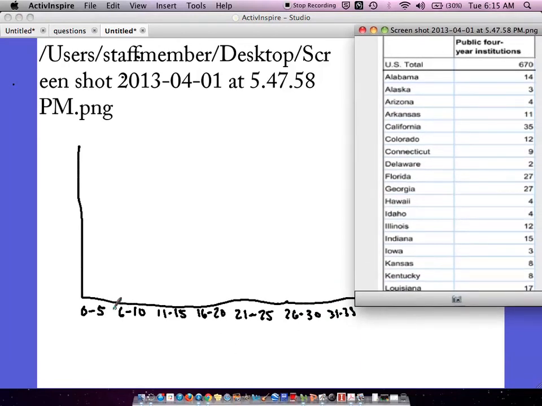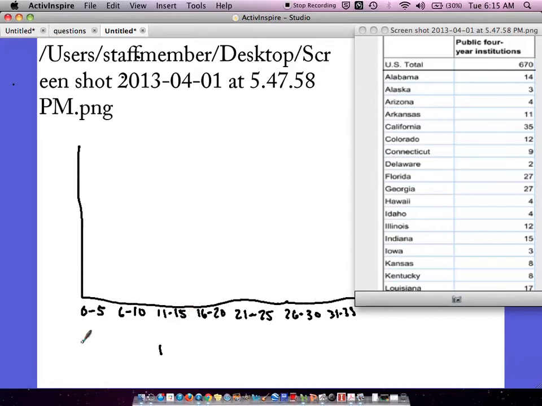So now I need to figure out how many go in each one of these categories. And this is something where if you want to make what you would call a tally chart or a frequency chart, just to see how many fit into each category, you can do that. I'm just going to put little marks under here so I know. I'm going to go down the list here. Alabama has 14 public four-year colleges, so the mark would go right here because 14 is from 11 to 15.